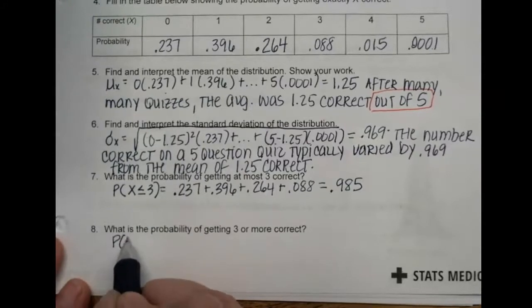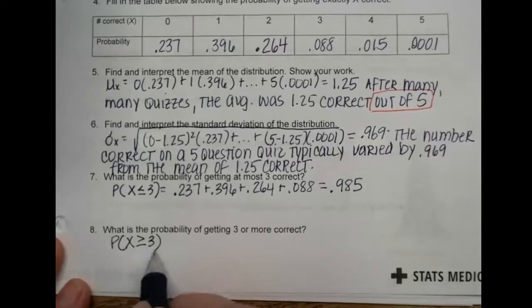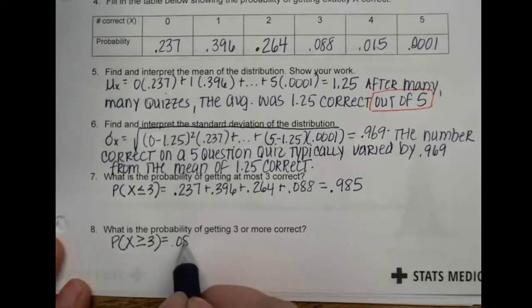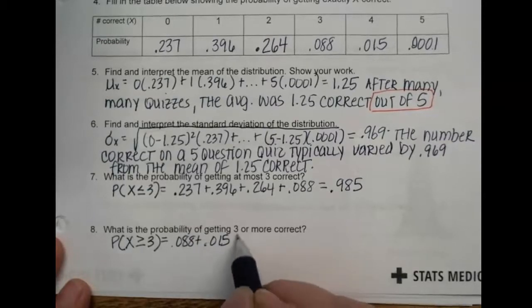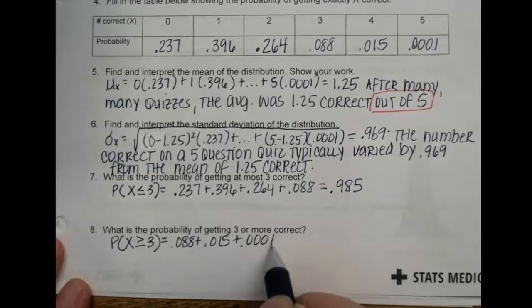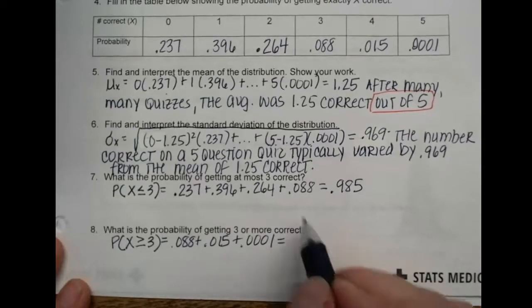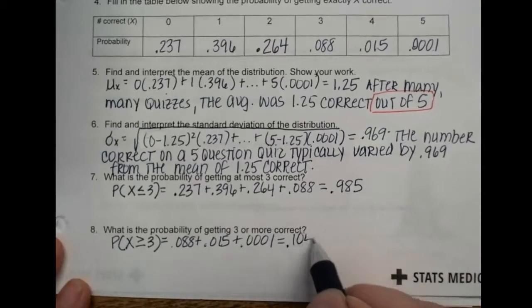Okay, so what is the probability of getting 3 or more correct? So the probability of correct needs to be greater than or equal to 3. And so that is 0.088 plus 0.015 plus 0.001, and I got a total there of 0.104.